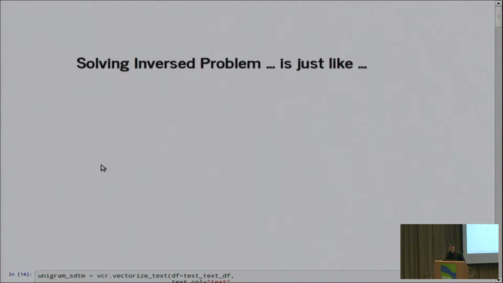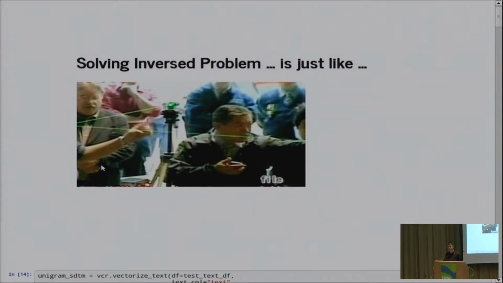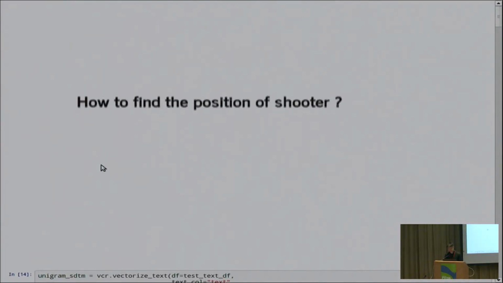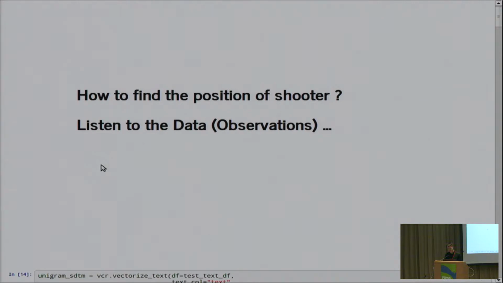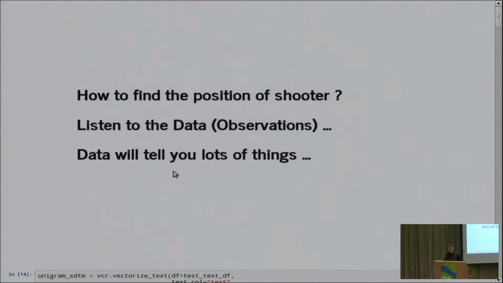Inverse problems are just like this. If you see some shooting, and you want to find the trajectory of the shot and the position of the shooter, it's an inverse problem. So how do we find it? The only weapon we have is data. So you need to listen to the data and the observations. Be careful to listen to the data. You can get a lot of things and a lot of information.